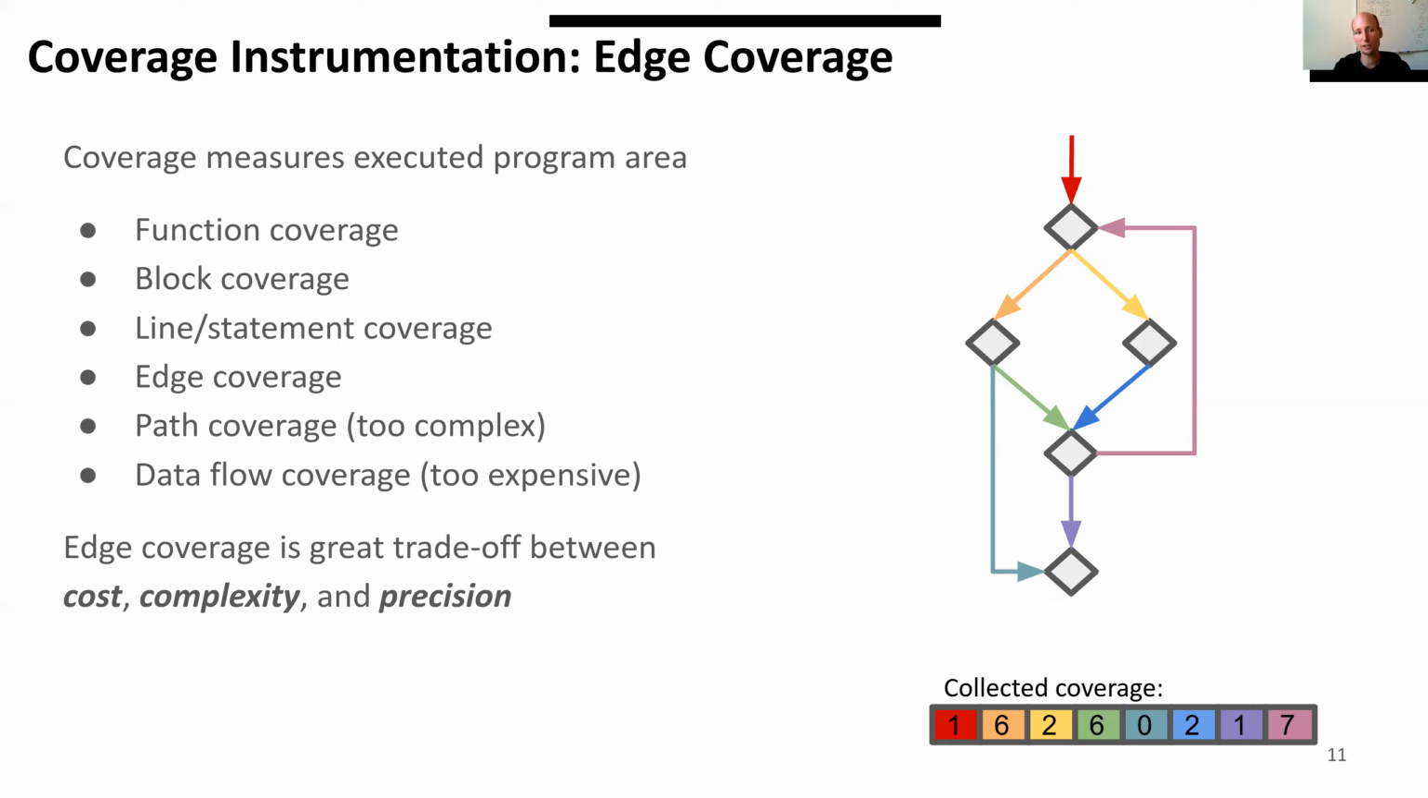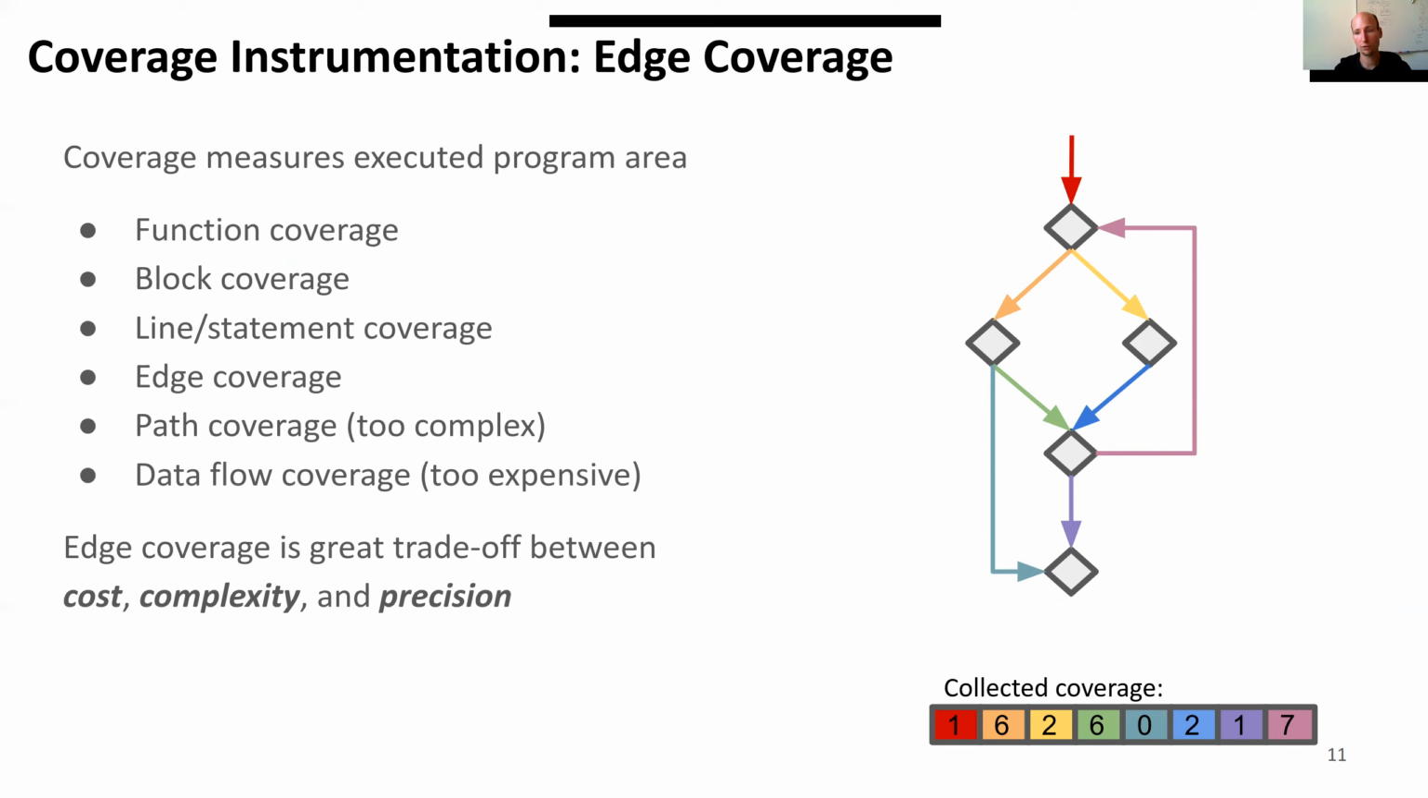The simplest form of coverage that we could have is function coverage. We simply keep a map of, hey, this function has been executed, and simply have a bit. Or we could count, this function has been executed n times, incrementing it whenever a function is executed. The same could be done for block coverage, for basic blocks, line or statement coverage, edge coverage, path coverage, or even data flow coverage. Now, interestingly, if we go down, it gets more and more complex. And we've actually hit an optimum by tracking edge coverage.